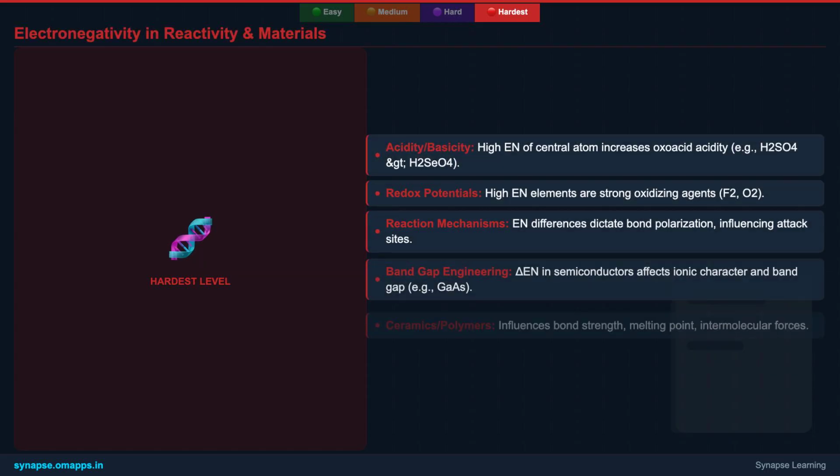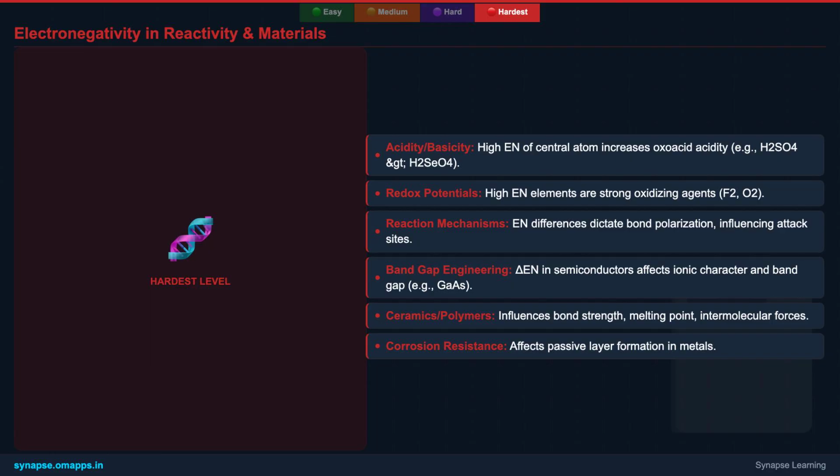Electronegativity profoundly impacts chemical reactivity. For example, it dictates the acidity and basicity of compounds. Highly electronegative atoms can make adjacent hydrogens more acidic or influence the basicity of lone pairs. In redox reactions, highly electronegative elements are strong oxidizing agents, readily accepting electrons.